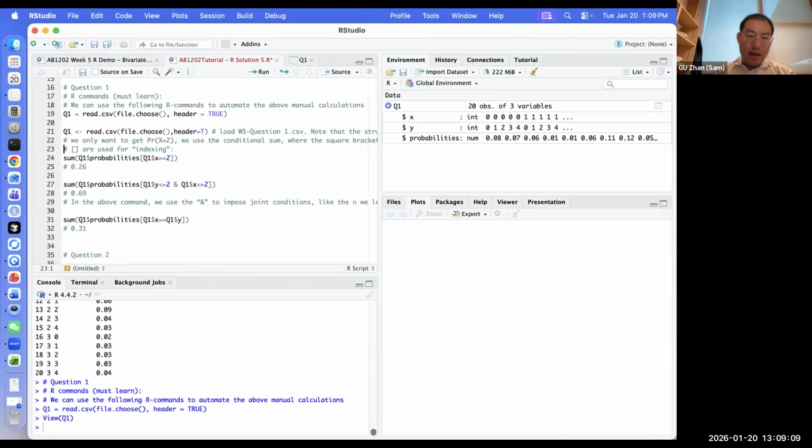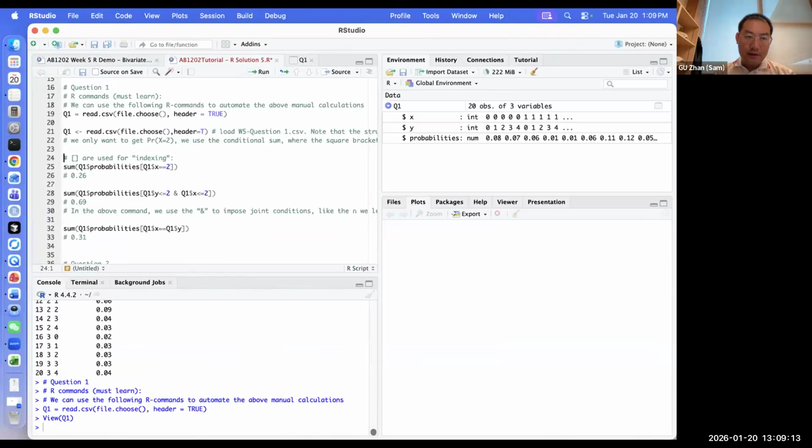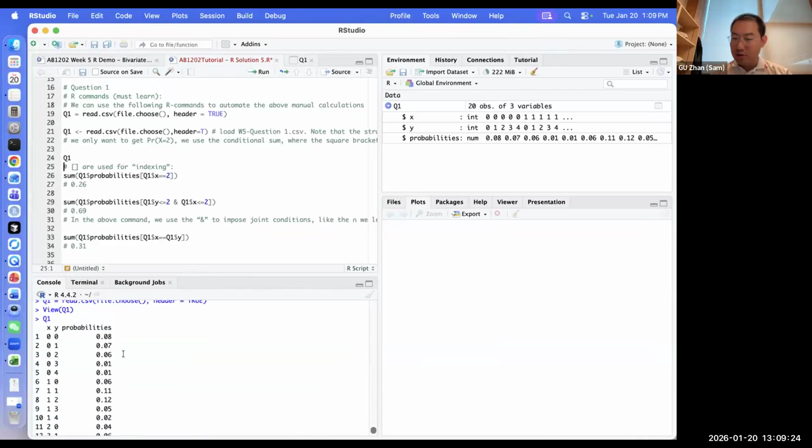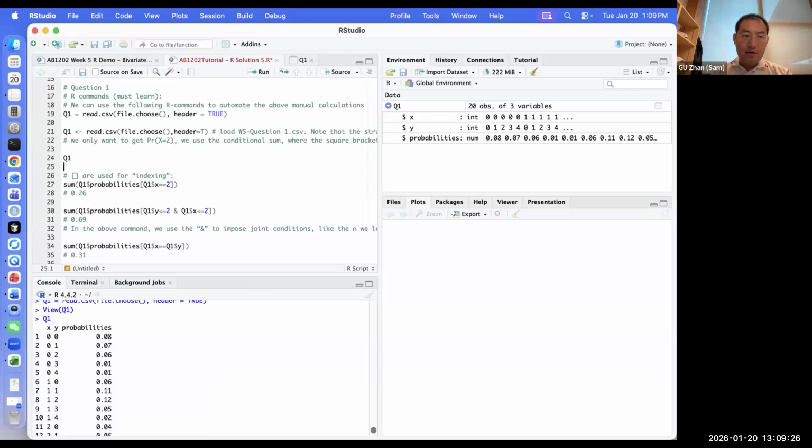The probability x equal to 2. So we have this Q1 here. If you type Q1 and run it, it will display everything in Q1. But now you add a square bracket. I'll share a few better ways to display all the rows, or some of the rows, with all the columns. So we add a condition there.